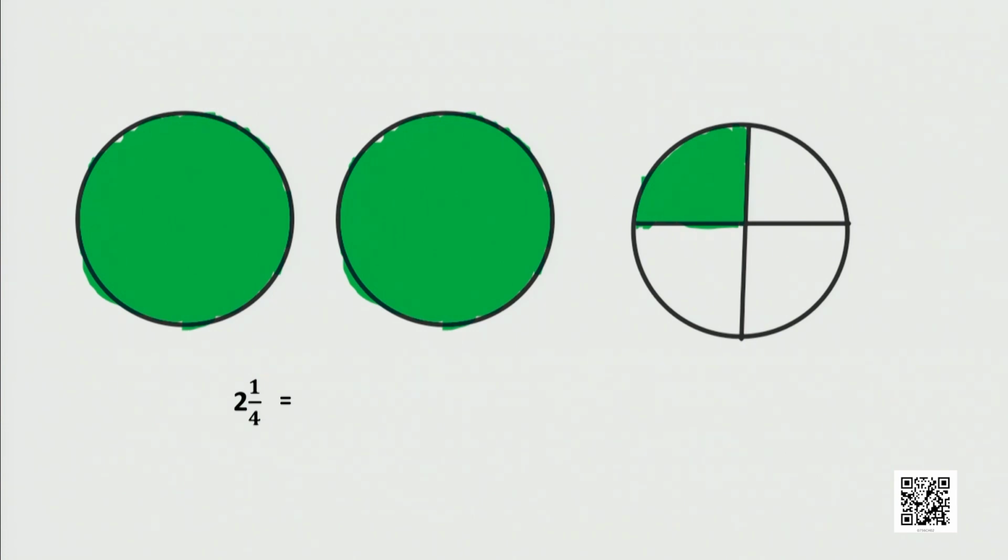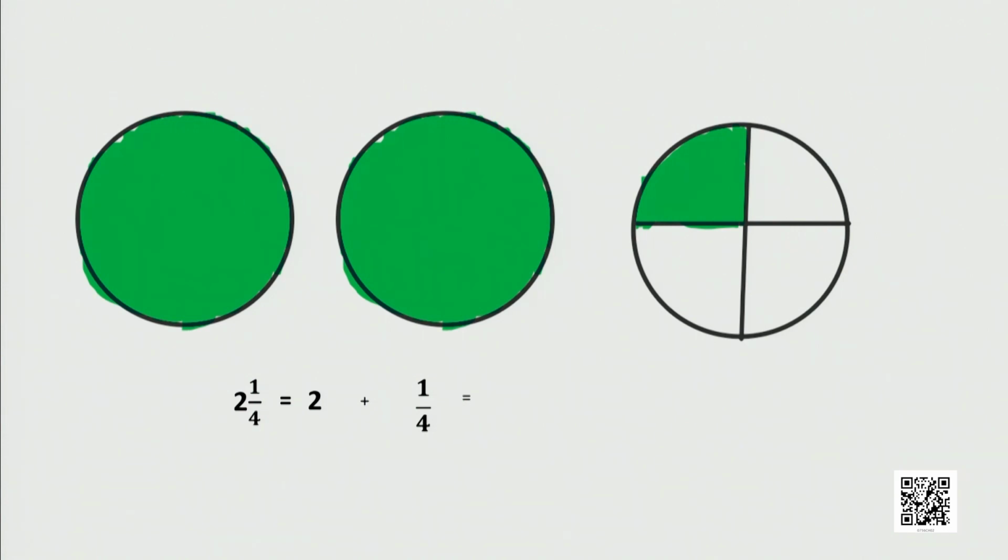On the screen you can see that there are 2 full circles and a quarter of that circle. I want to represent this by a fraction. By the earlier representation it is represented as 2 and 1 quarter. If I want to write it in the form of addition, how am I going to write it? I am going to write it as 2 plus 1 over 4. I want to reduce it further.